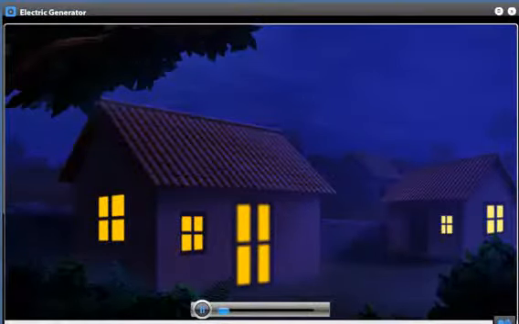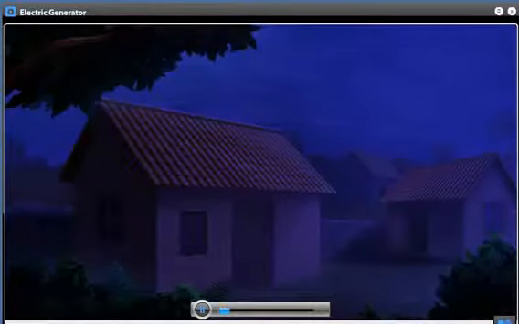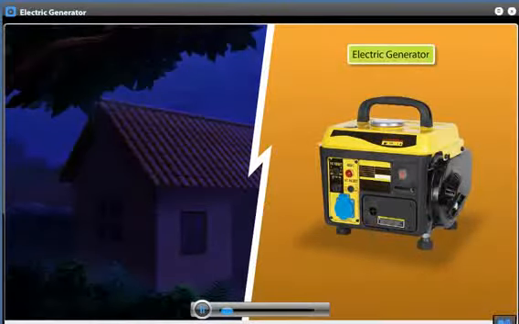How do you tackle power cuts? What's the common alternative source of electricity? Yes, it's the generator. Let's see how an electric generator works.